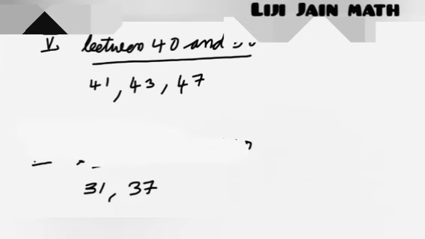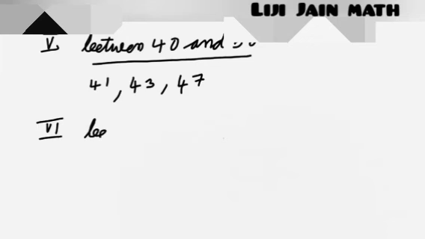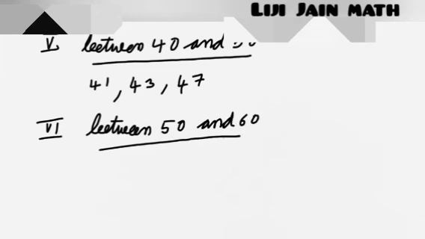Now let's move on to Roman number 6. Here we are going to write the prime numbers between 50 and 60. Please write it properly. Sometimes I am not able to write. Prime numbers between 50 and 60.